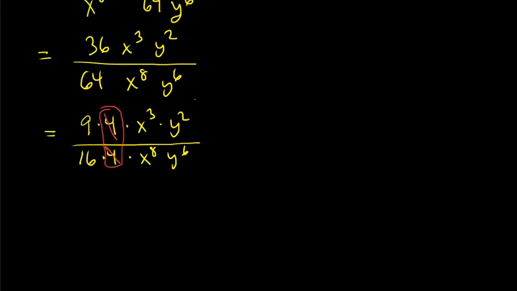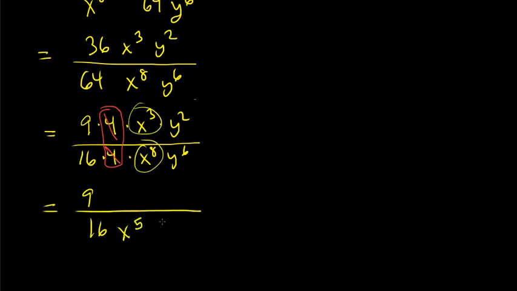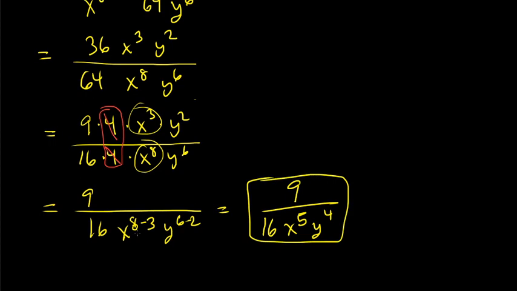And now just subtract the exponents. Right? So we got 9 over 16, and then 8 minus 3 is 5. I'm not going to skip that step now. There we go. And then this is going to be y to the 6 minus 2. So we have a 9 in the numerator, a 16 in the denominator, x to the 5 in the denominator, y to the 4 in the denominator. Okay, so that was part H. Just to remind you, 11H.